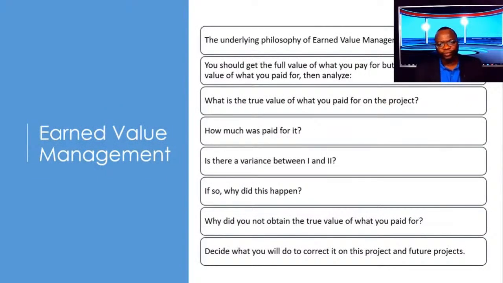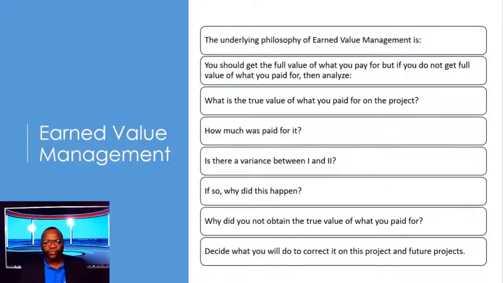The underlying philosophy of earned value is I should get what I paid for. I paid $10, I should get $10 worth of work, right? But what happens if you do not get the full value of what you paid for? Let me move this out of the way. The underlying philosophy of EVM is I should get the full value of what I paid for, but if I don't, then I need to analyze, what is the true value of this thing? How much was paid for it? Is there a variance? If so, why is there a variance? Why did I not get $10 worth of work out of this thing?